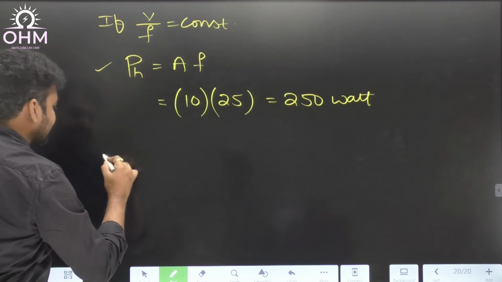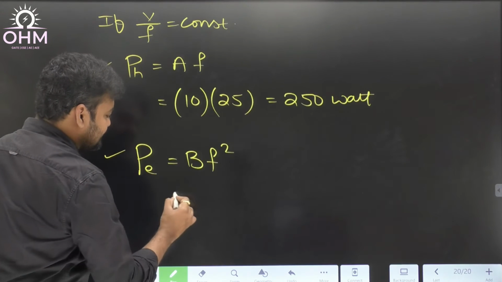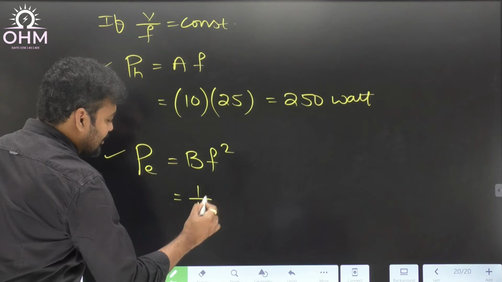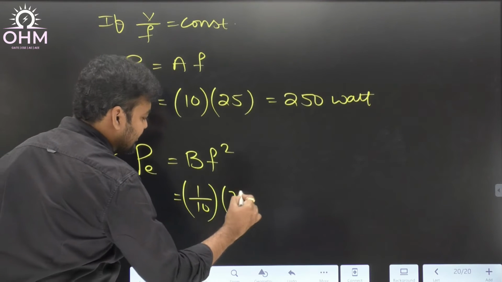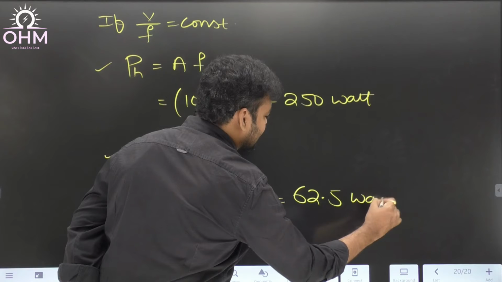Similarly, what is the formula for eddy current loss? Eddy current loss is equal to B into F square. In the given question, B we got 1 by 10. Frequency square, that is 25 square. This will become 62.5 watt.